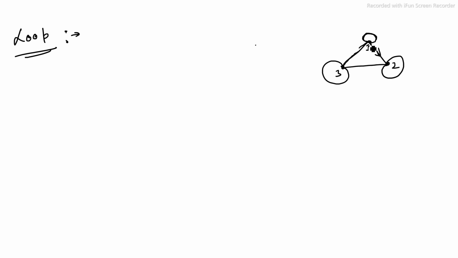Okay, so in this graph, edge E1 has different vertices. But if we name this edge E2, then the starting and ending vertex of E2 are the same. This is called a loop. So this graph G has 3 loops.